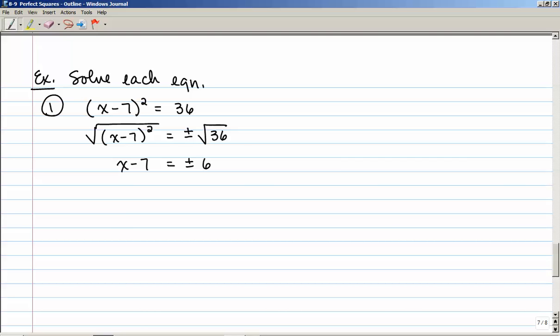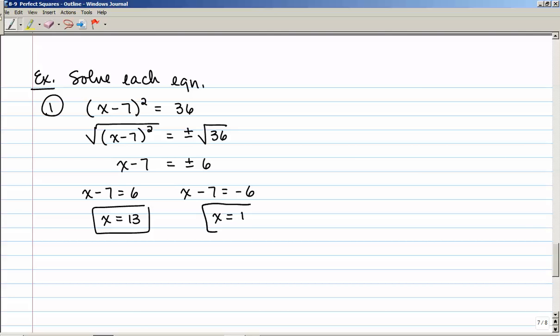Okay, so I have an equation here to solve. I need to get x all by itself. The way I like to do it is to write this as two equations. What this means is x minus 7 equals a positive 6, and x minus 7 equals a negative 6. Adding 7 to each side, x equals 13, and adding 7 to each side, x equals 1. So to solve an equation that has a quantity squared, you can take the square root of both sides.